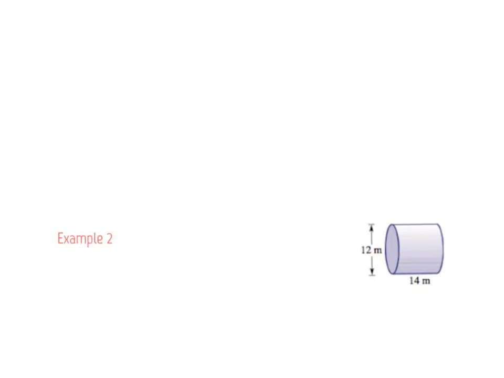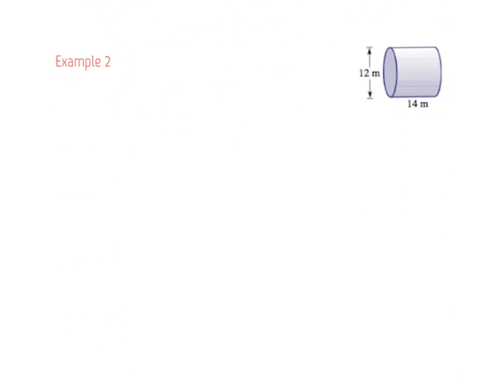Okay, let's look at example 2. Over here we have a cylinder. So the volume of a cylinder is the area of the circle, which is the base shape, times the height. The area of a circle is pi r squared. We need to multiply that by the height.